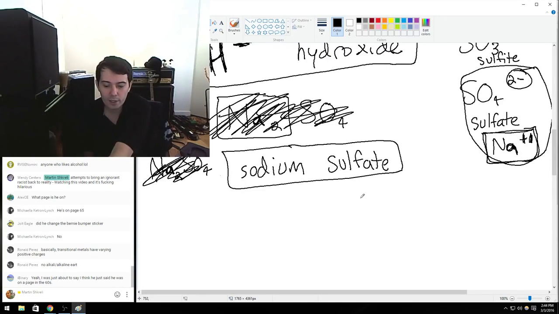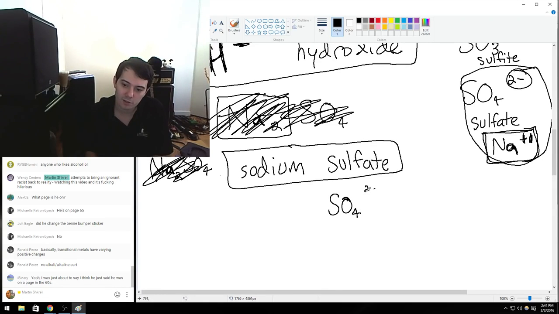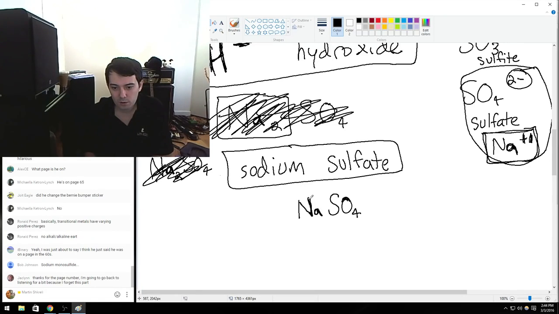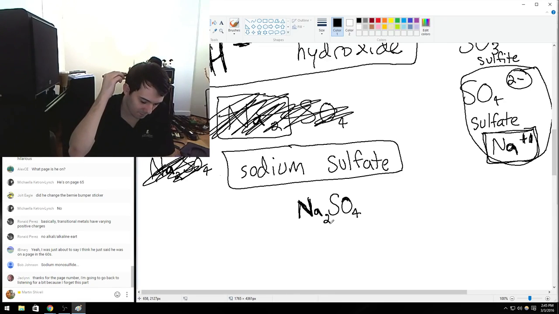How do I turn this into a chemical formula? Well, I know sulfate is SO4. And in the back of my head, I know that there's a 2 minus charge floating around here. And then I see sodium, so I write Na in front of it. But it's not a charged molecule, because it's sodium sulfate. So it's going to be Na2SO4. And that's the way we think about that. All right?